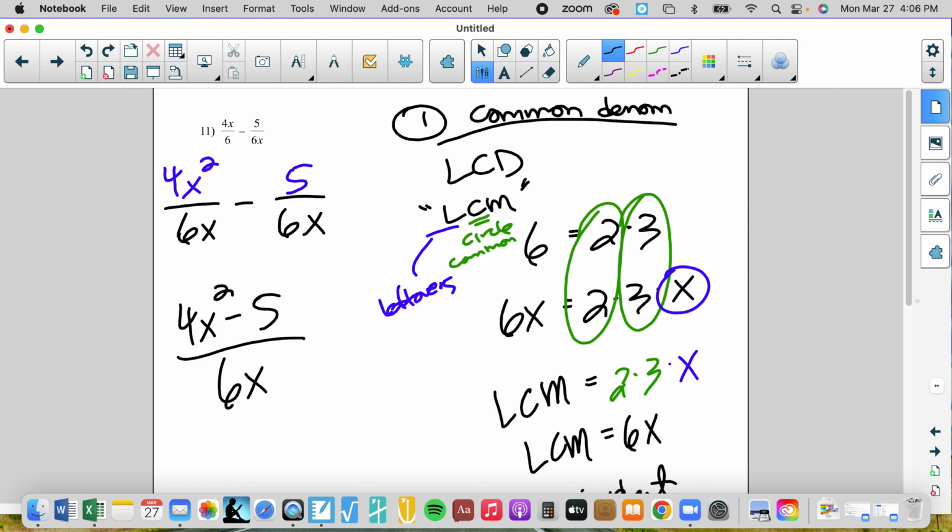Now, is there a common factor in the numerator? Nope. Can I cancel the x's or the 4 and the 6? Nope, because it's being subtracted from 5, or 5 is being subtracted from it. So that would be my answer.